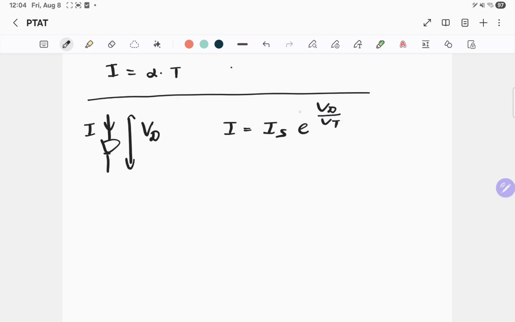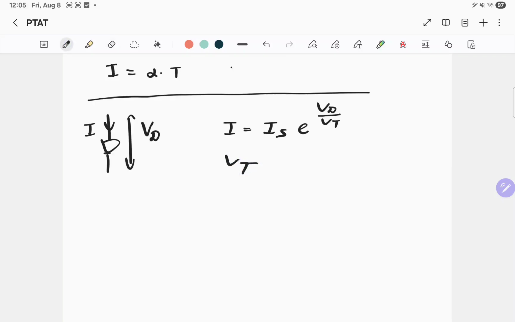The actual formula is a bit more complex. There is also exponent VD over VT minus 1, but for simplicity we will assume that VD is much larger than this VT voltage, and if that is the case, then the exponent would be much bigger than 1, and so we can drop the 1 in this formula. So we can instead simply write that the current is equal to the reverse current times this exponent.